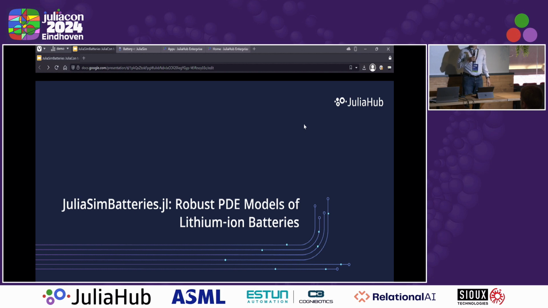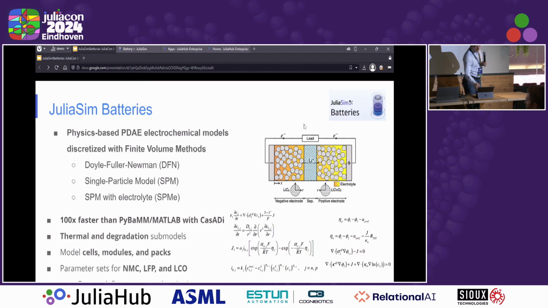So I'm going to talk about JuliaSim batteries. JuliaSim battery is a product from Julia Computing, JuliaHub, sorry, for simulating advanced battery models. So we have partial differential algebraic equations for electrochemical models for battery cells.